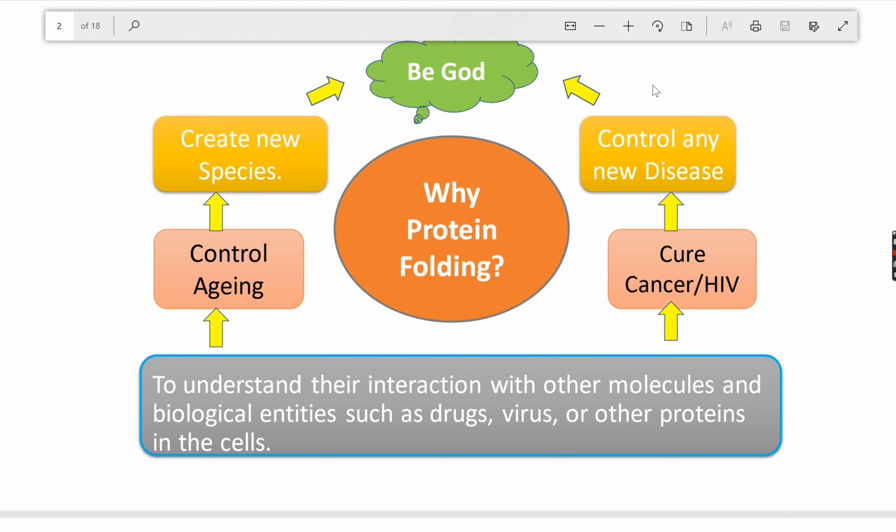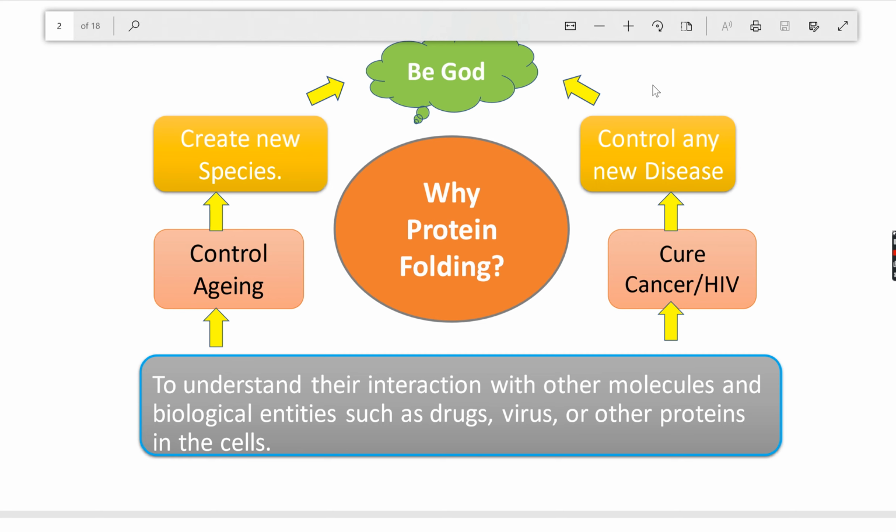In short, what we can do is this: if we are able to solve this protein folding problem, we can control aging, we can create new species like a superior breed of humans, a superior breed of some animals, a superior breed of plants, and control any disease, whether it be HIV or cancer. So in short, we can be very close to addressing a lot of problems the human generation is going to see or is already seeing.